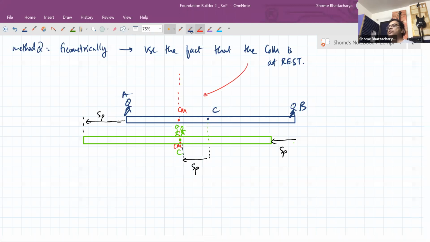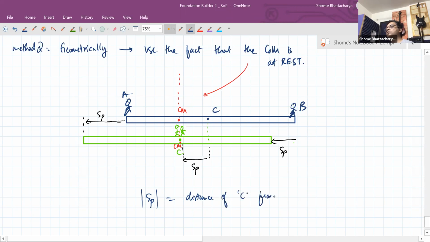Okay. So ultimately what we have to do is, if we can find out this distance, the distance of the center of mass from the point C, that is the displacement of the Plank. So the displacement of the Plank has a magnitude which is equal to what? The distance of the midpoint of the Plank from the center of mass initially. You see in the diagram, that's what it is. This distance is the same as this distance. So you have to calculate that.